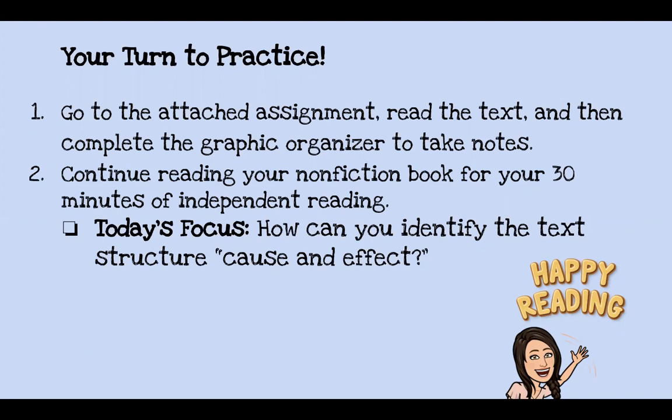So have fun with it. And I hope you guys enjoyed learning about the 5 different types of text structures.